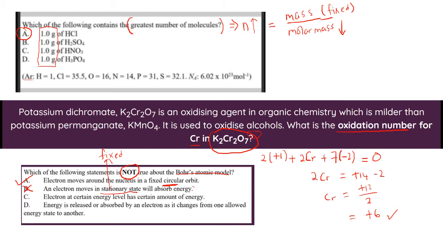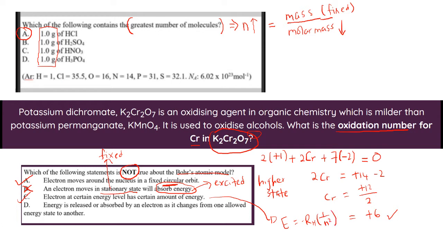Electrons will absorb energy when excited to a higher state. So if the electron keeps on staying in the same place, no energy is released or absorbed. Okay, C, an electron at a certain energy level will have a certain amount of energy. Yes, this one we can prove using the formula E equal to negative RH 1 over n square.